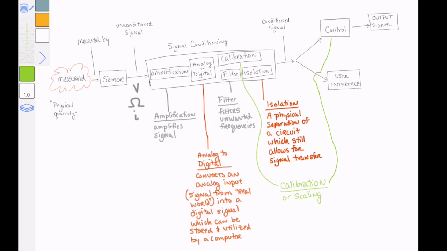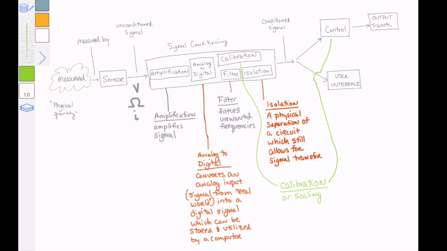Let's take another look at our system diagram of an instrumentation model. So we have the measure end, or the physical quantity that we're measuring, and that's measured by the sensor. The sensor sends an unconditioned signal, usually a voltage, resistance, or current, to the signal conditioning area. Now this is what we want to focus on.